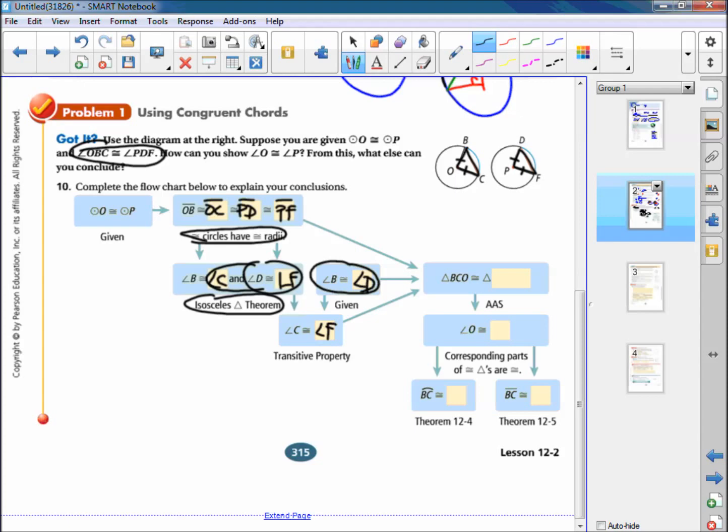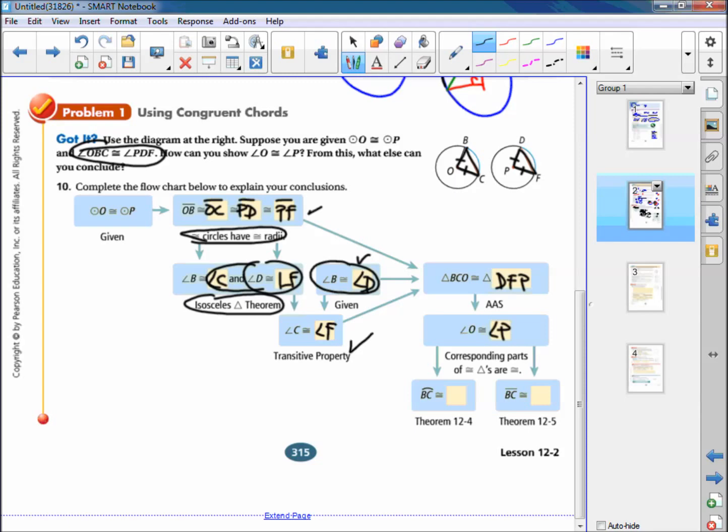And we have all the matching sides are the same. So we know that the triangles are going to be the same. So triangle BCO will be congruent to triangle DFP. That's by angle, angle, side. Okay. Let's see. So we have this set of angles, and then either set of these sides from here. All right. So now that we have them the same, then we can say that angle O is congruent to angle P. That's because corresponding parts of congruent triangles are congruent.